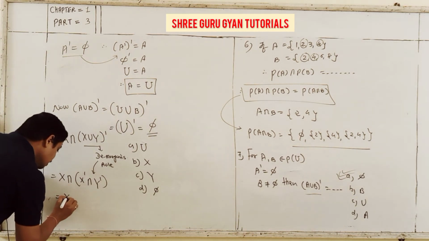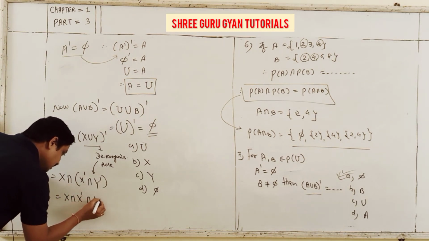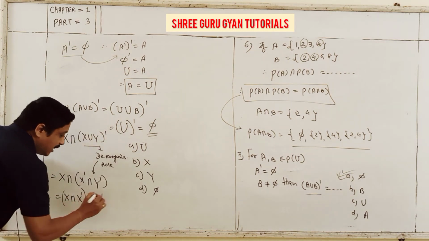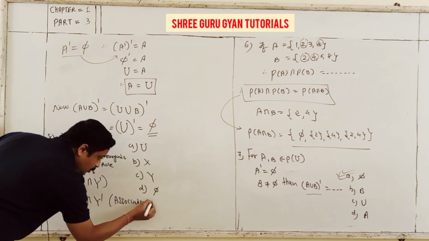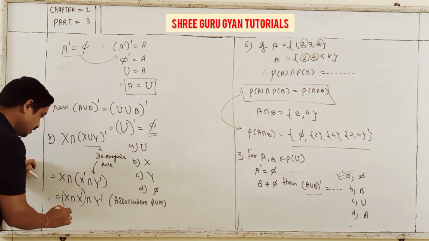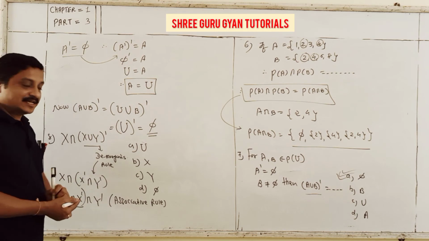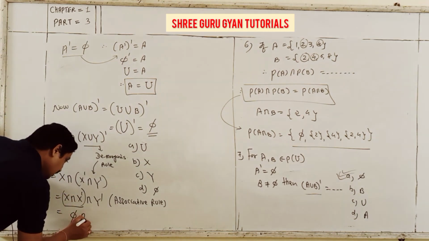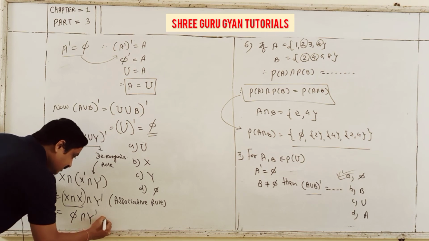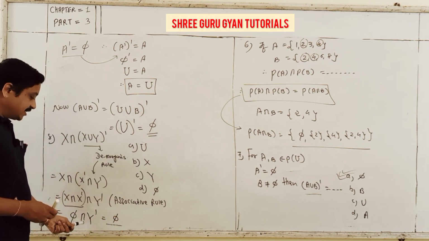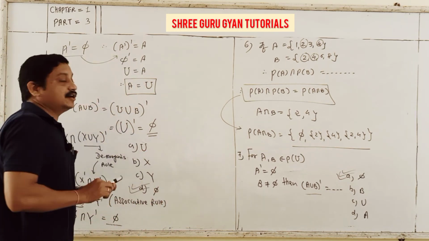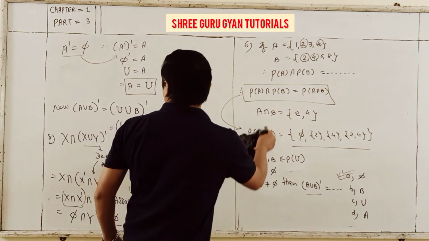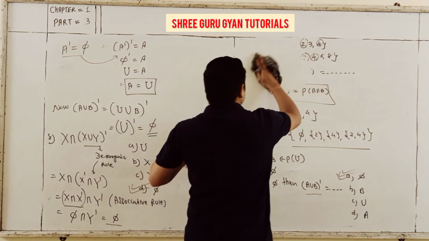Now both merge: X intersection X dash intersection Y dash, by the associative property, associative rule. And this is your known: X intersection X dash is a null set, and null set intersection any set is a null set. That's my final answer. Null set intersection Y dash is a null set, and that's why I take my option D, tick marking. Next, continue. Question number 9.